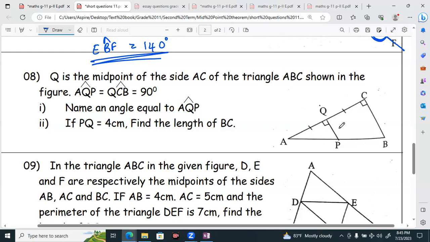QCB. It is given. If PQ equals 4 centimeters, find the length of BC.